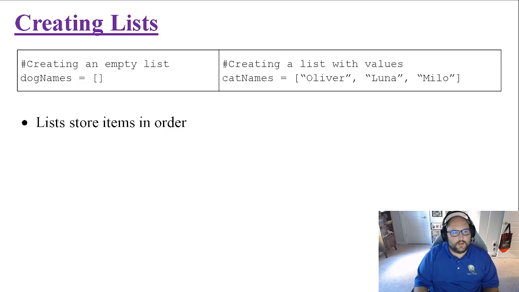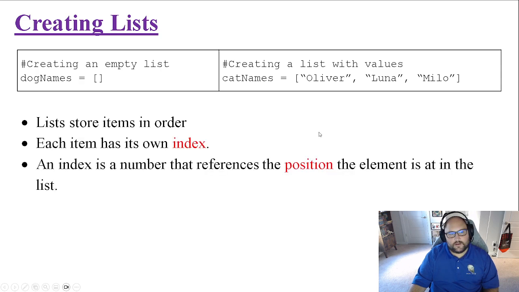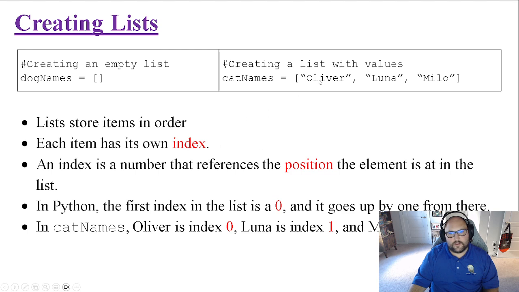So how do we use a list? Lists store items in order. The way that you create an empty list is you would just give it a name, then say equals and have the square brackets. If you want to create a list and put values in it, same thing, you'd give it a name, then equals, then you would put values in it. So here you can see an empty one. Here you can see a list being created with values in it. Oliver, Luna, and Milo are put into cat names.